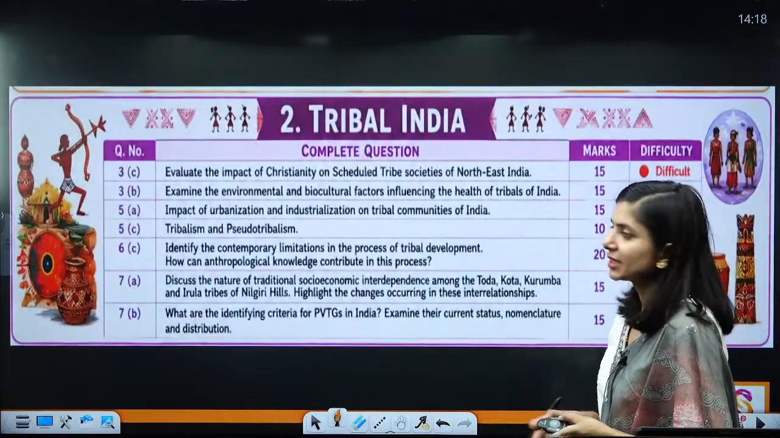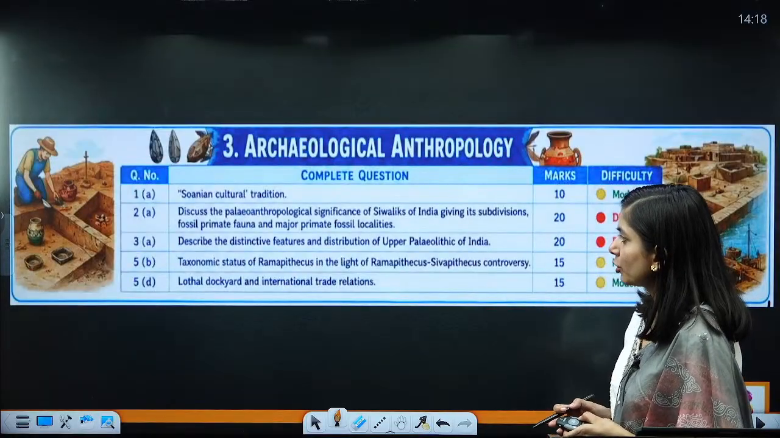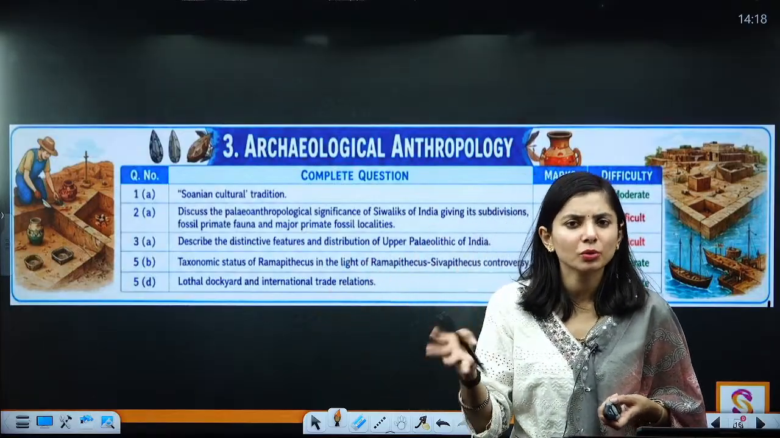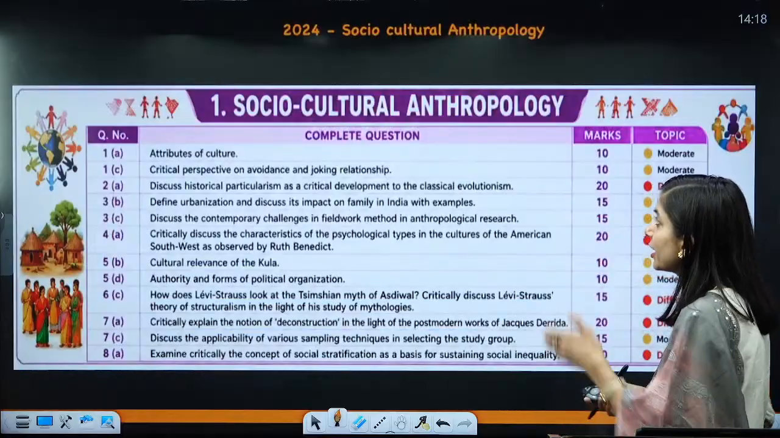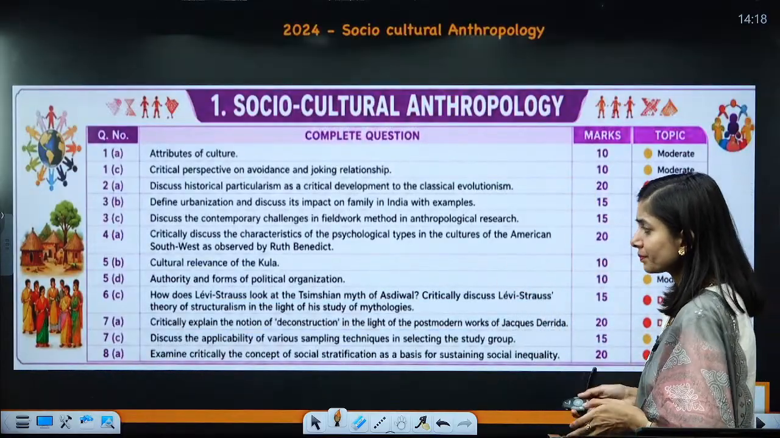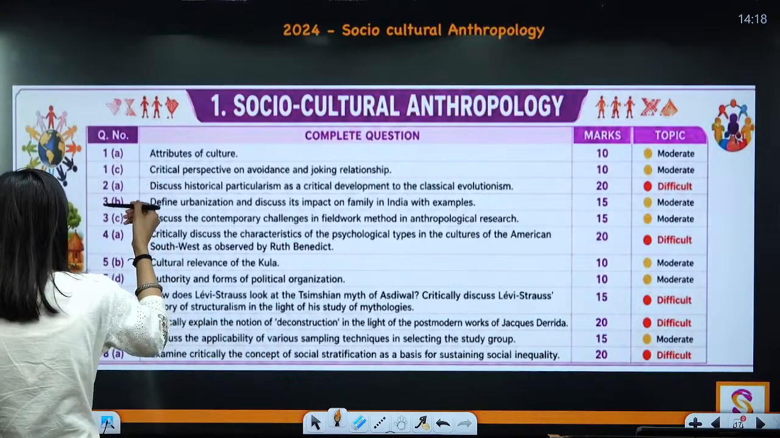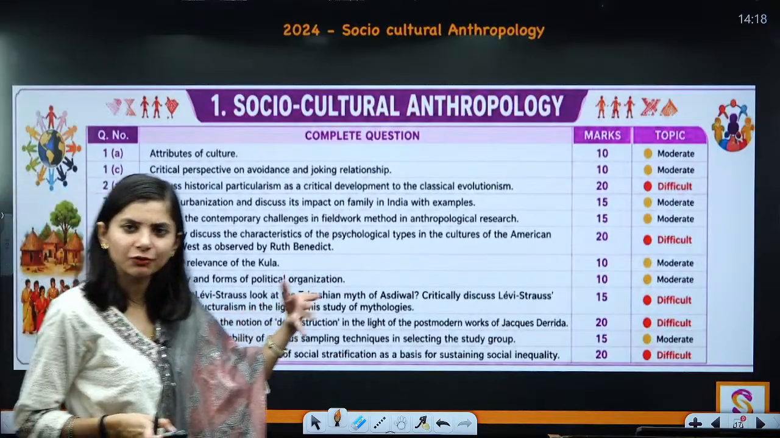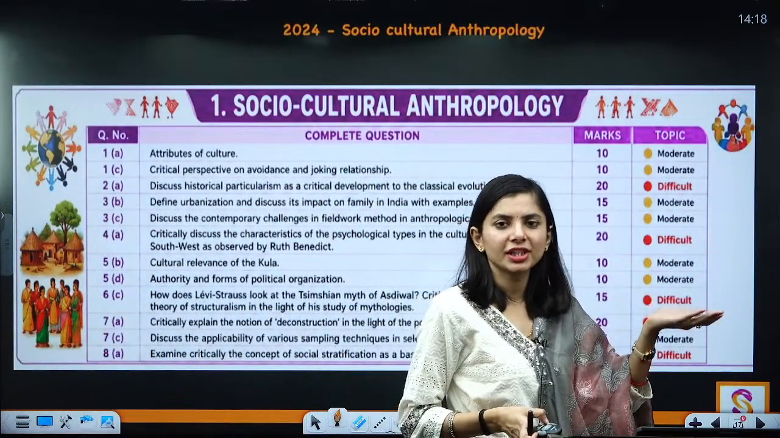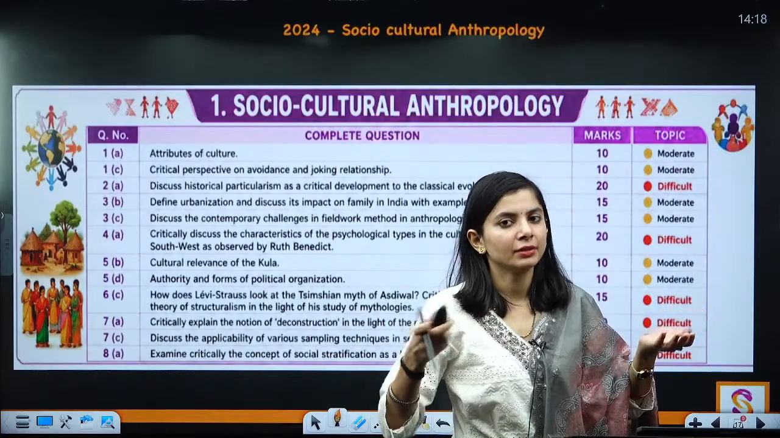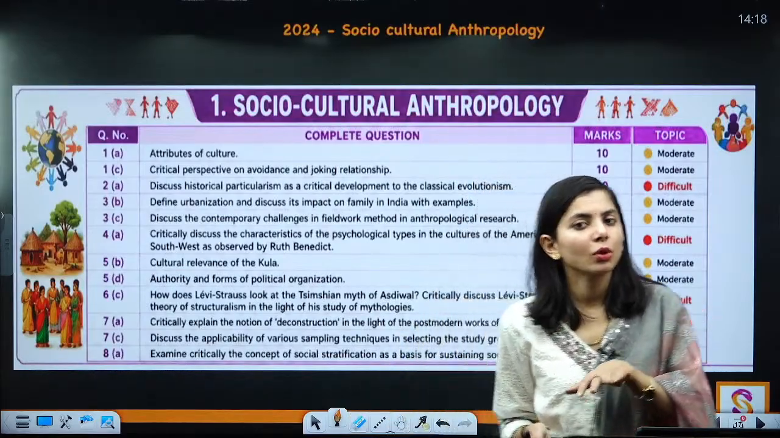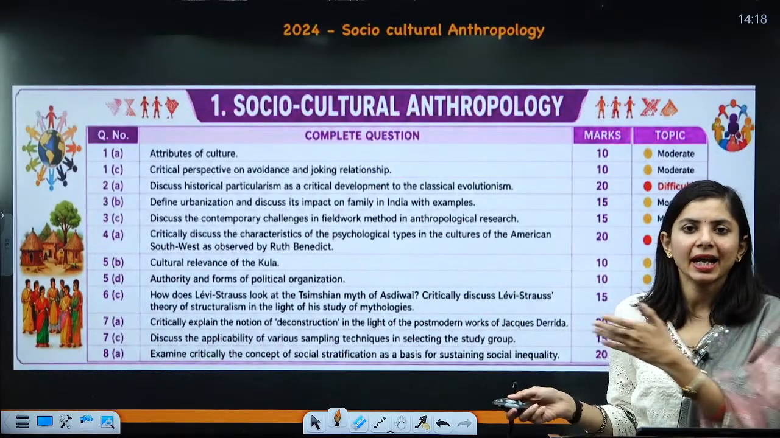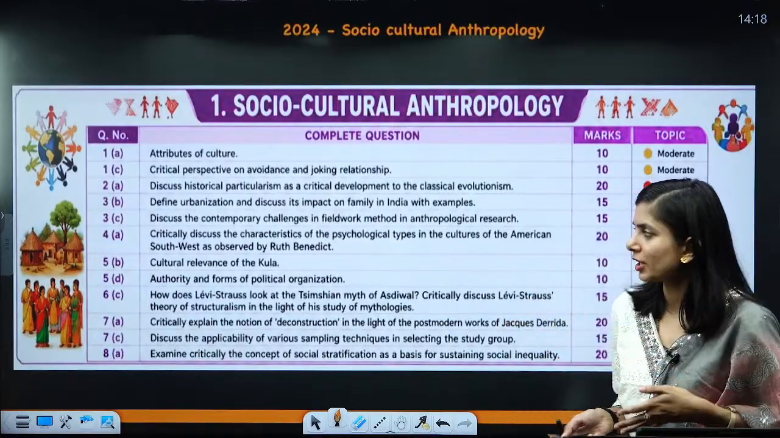Okay, so here you can see the tribal India and the archaeological anthropology. Similar in paper 2, 5 questions, or in paper 1, 4 questions. So there is a similar thing you can find. In the year 2024, again there are around 12 questions. So the range used to be the same for social culture anthropology: 11 questions in 2025 and 12 questions in 2024. So the weightage is similar. 28 questions total they are asking, and here there are 12 questions from the social culture anthropology.